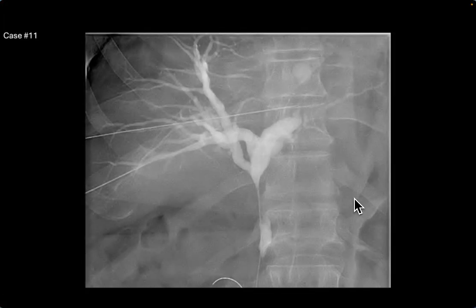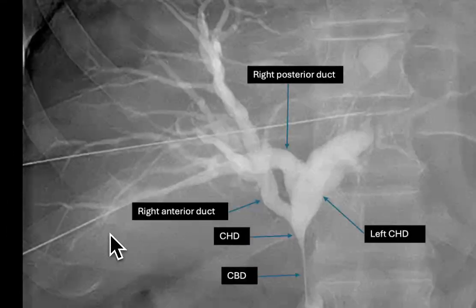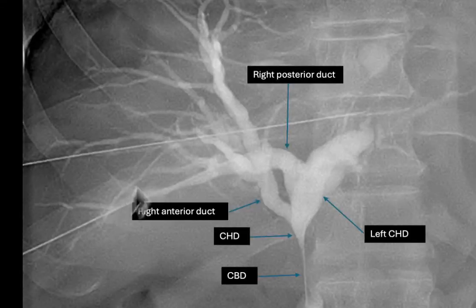Okay, tell me what procedure is being done, or what is being injected, and what anatomic variant we see. All right, this is a percutaneous transhepatic cholangiogram, or a PTC. We're injecting some right-sided ducts and opacifying the entire system.